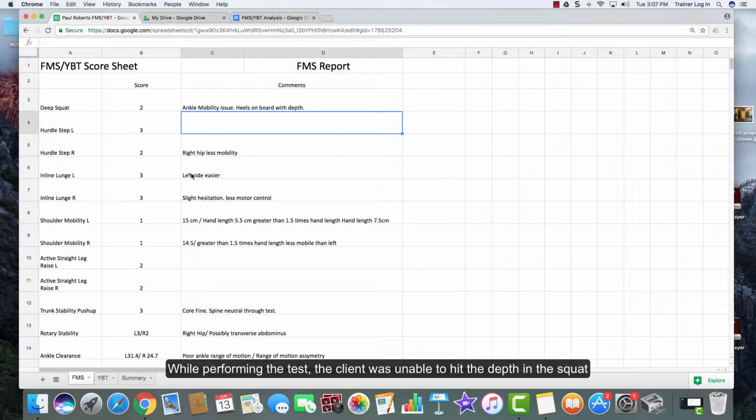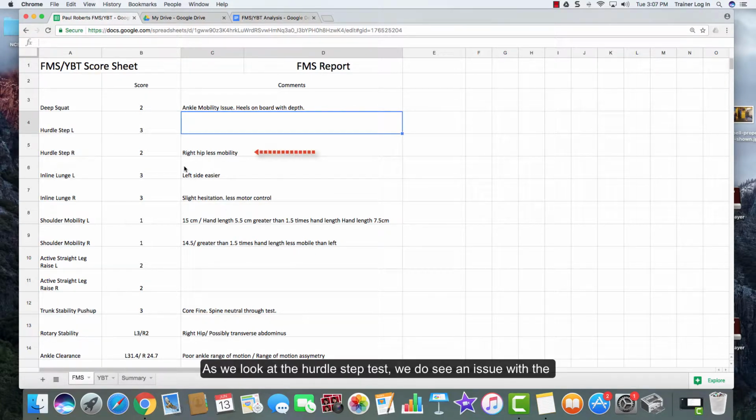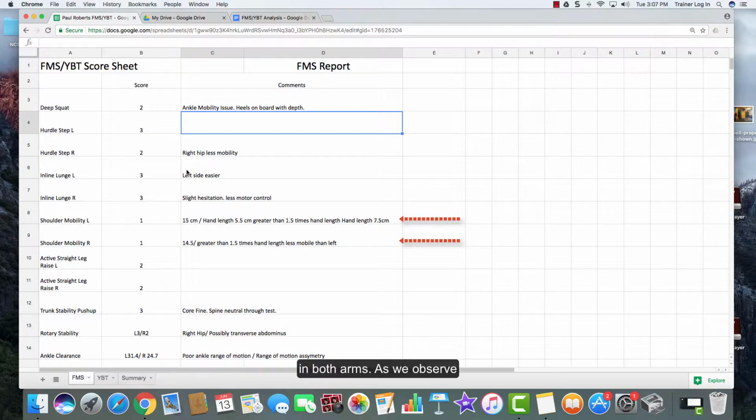While performing the test, the client was unable to hit the depth in the squat without support of the ankles on the FMS board. As we look at the hurdle step test, we do see an issue with the right hip having less motor control than the left. The shoulder mobility showed lack of flexibility and range of motion in both arms.